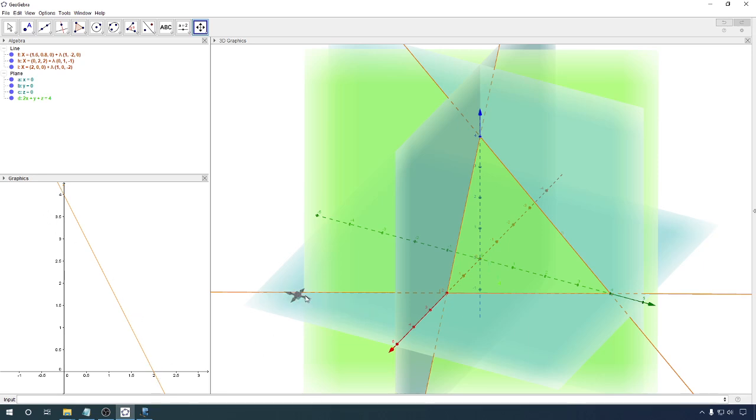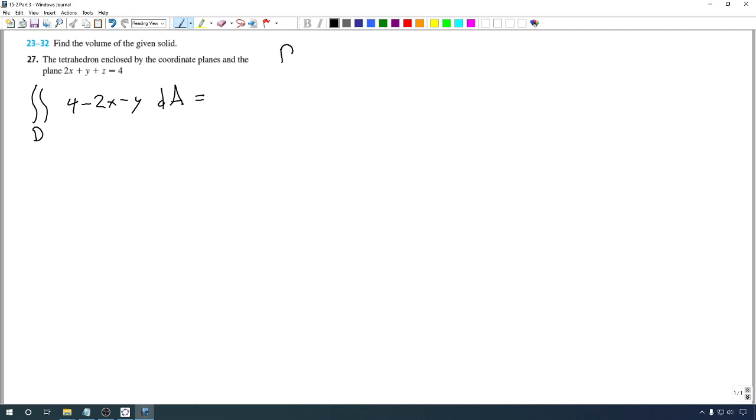Remember, this line is the intersection of the xy plane, which is given by z equals 0, with the plane that we're dealing with. So we're just going to take the formula 2x plus y plus z equals 4 and plug in 0. We get 2x plus y equals 4, or in other words, y equals 4 minus 2x. So if we want to write it out, we can say D is all the points x, y, where we'll come back to the limits on x in a second, but y is going to be between 0 and 4 minus 2x. Now what are the limits on x?